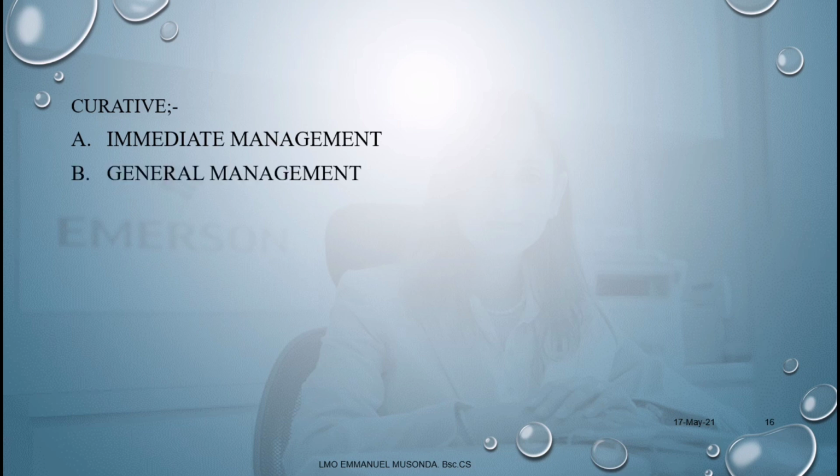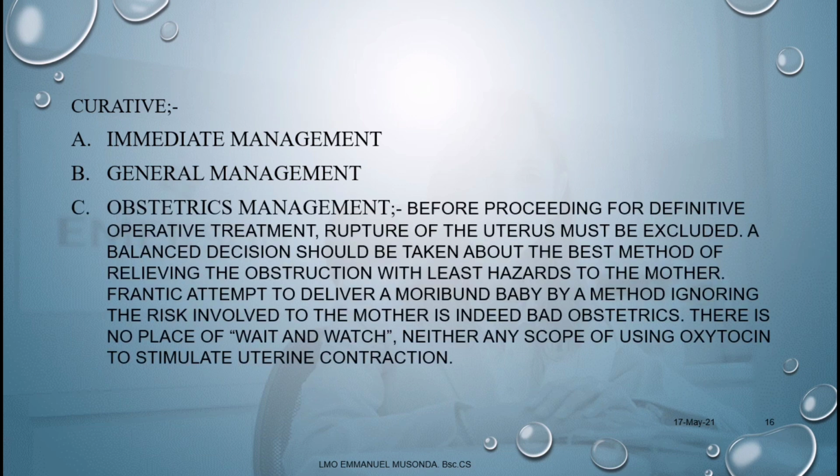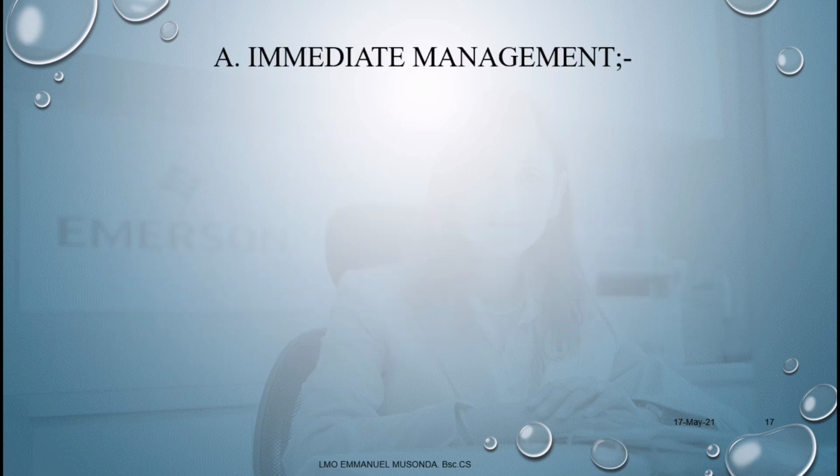Then curative measures. We have A, which is the immediate management, so what you are going to do there and then. We also have general and obstetric management, which is before proceeding to definitive operative treatment. A rupture of the uterus must be excluded. Then a balanced decision should be taken about the best method of relieving the obstruction with least harm to the mother. Frantic attempts to deliver a moribund baby by a method ignoring the risk to the mother is indeed bad obstetrics, and there is no place for wait and watch, neither any scope for using oxytocin to stimulate uterine contractions.